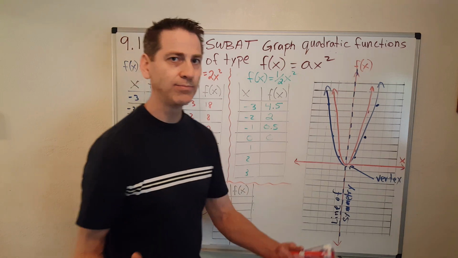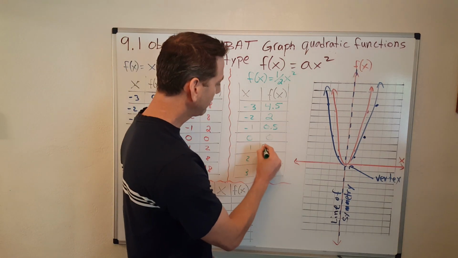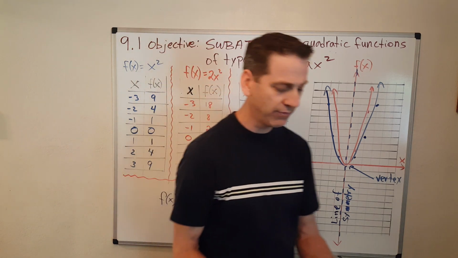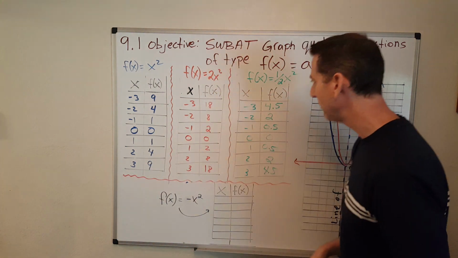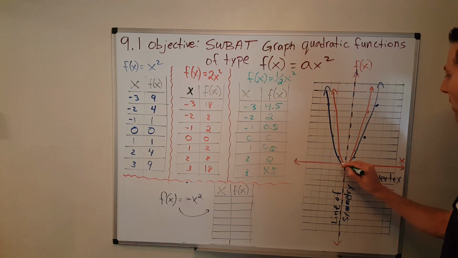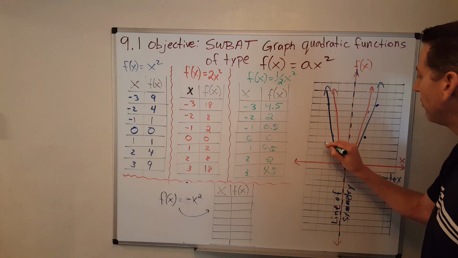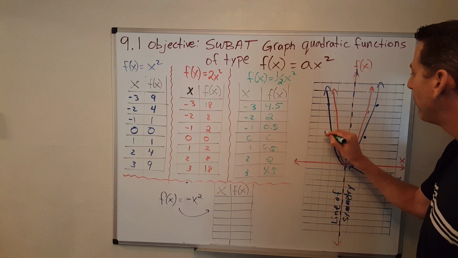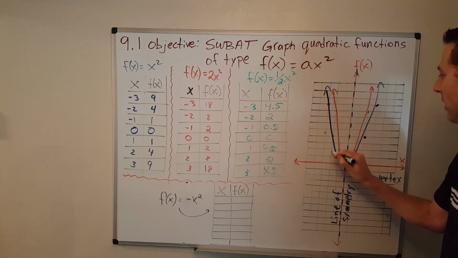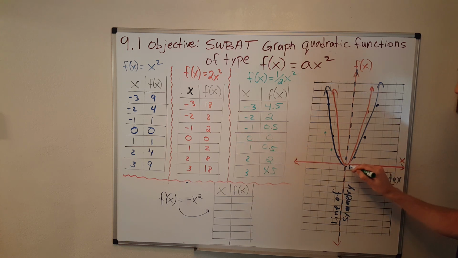And again, I can put the rest of these numbers in really fast. That's going to be 0.5. That's going to be 2. And that's going to be 4.5. Unfortunately, we do have some decimals, but we'll approximate these on the graph. At negative 3, 4.5 is right about there. Negative 2, 2, right there. Negative 1, 0.5, right there. And there's the 0, 0.